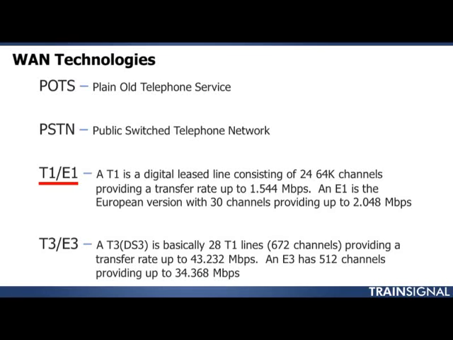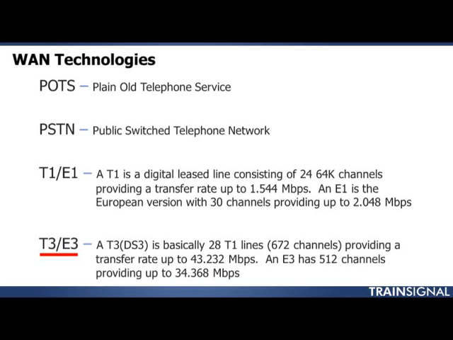Now, if that 1.5 or 2 megabits per second was not fast enough, if you were a large enough organization and you needed more bandwidth, especially if it was out to the internet, then you would move to a T3, which is also sometimes referred to as a DS3, or the E3. Now, the T3 is basically made up of 28 of those T1 lines. Okay, so the idea is you're essentially leasing 28 T1 lines, which is a total of 672 channels, giving you a transfer rate of over 43 megabits per second. Even by today's standards, that is considered to be very fast.